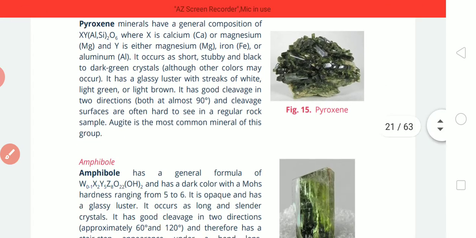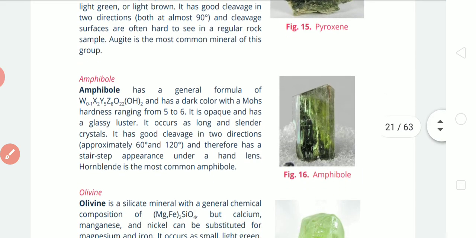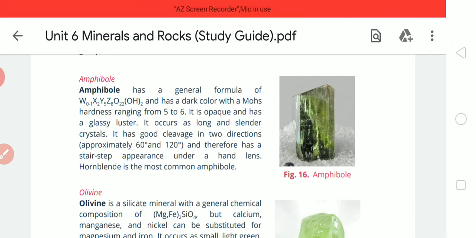Amphibole has a general formula of this one, and is a dark color with hardness ranging from 5 to 6. It is opaque and has a glassy luster. When we say opaque, that means light cannot penetrate the internal structure, or it is impenetrable by light.